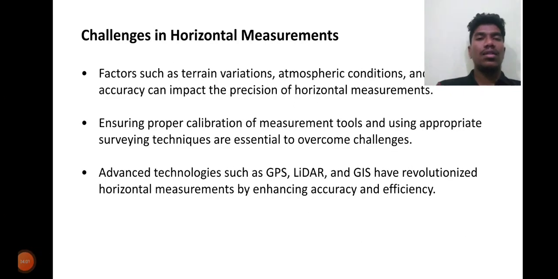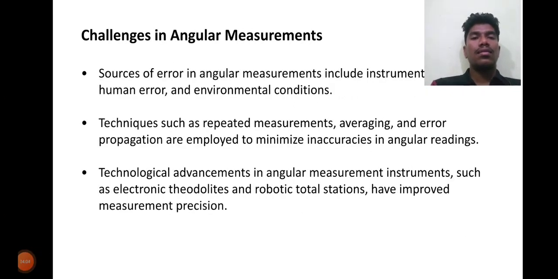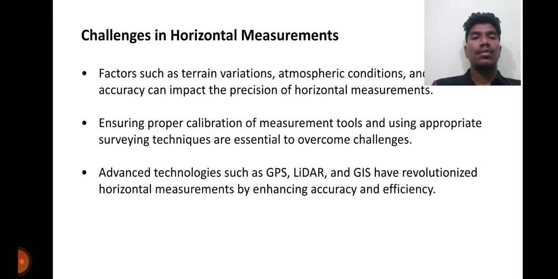Challenges in horizontal measurements. Factors such as terrain variation, atmospheric conditions, and accuracy can impact the precision of horizontal measurements. Ensuring proper calibration of measurement tools and using appropriate surveying techniques are essential to overcome challenges. Advanced technology such as GPS, LiDAR, and GIS have revolutionized horizontal measurements by ensuring accuracy and efficiency.